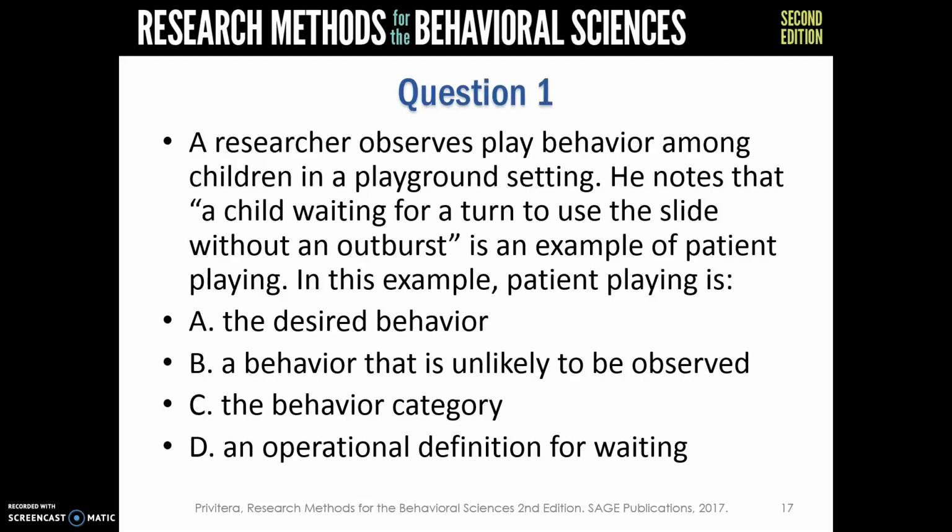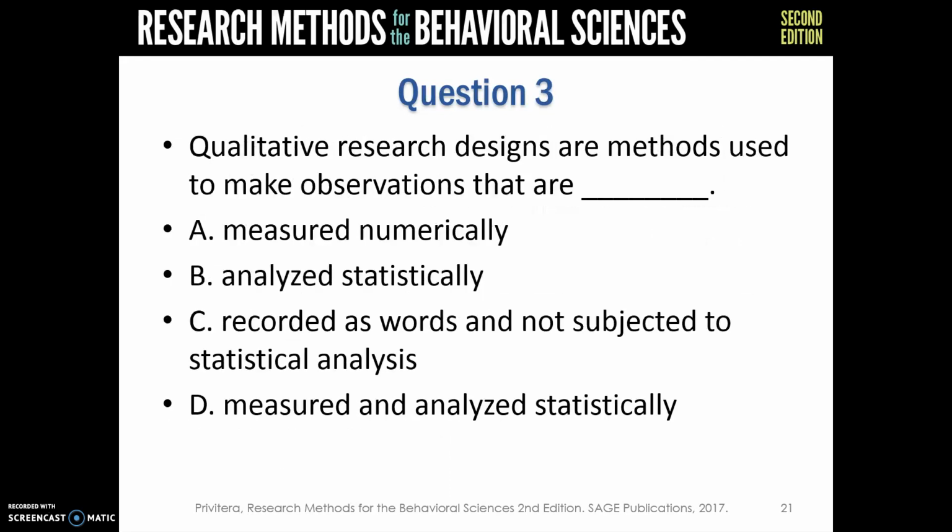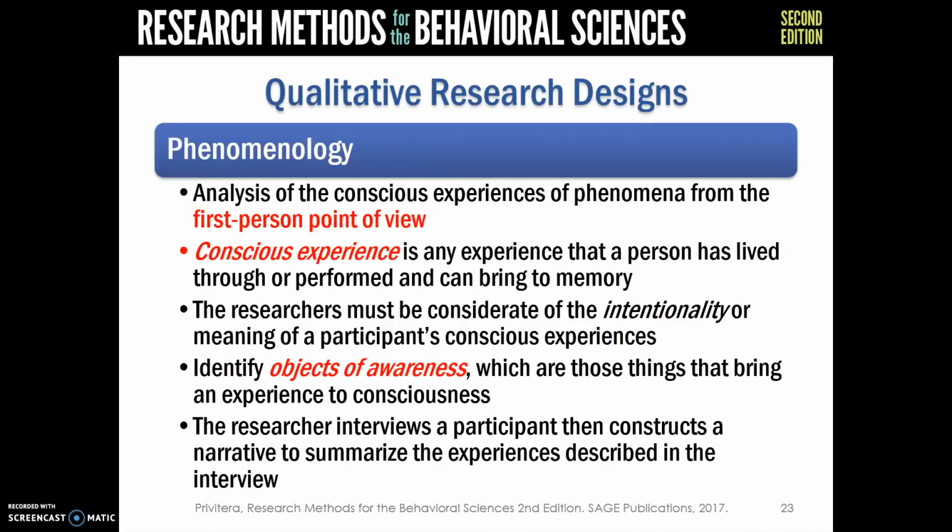Question 1, you can pause the video to answer the question. The answer is C, the behavior category. Question 2, different types of sampling, and which one is this? The answer is B, event sampling. Question 3, qualitative, what do we use for qualitative? The answer is C, we record words.